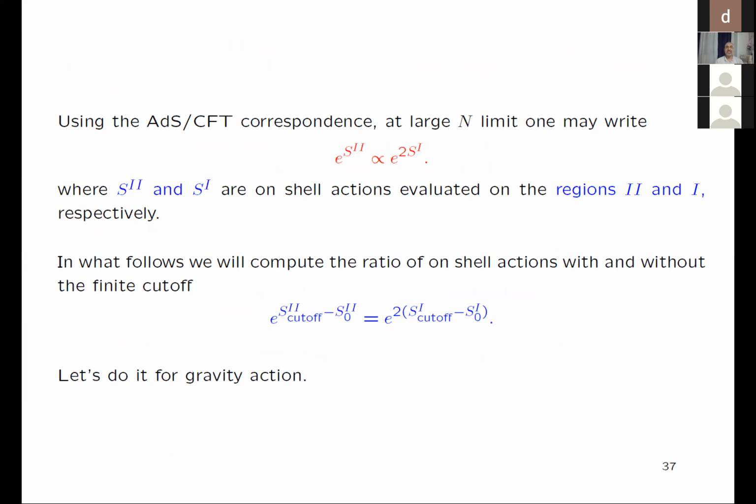And if you use the AdS/CFT correspondence, it means that in the bulk, you have to look at the on-shell action in two different parts, which should have such a relation. Of course, I want to have an equality, not proportionality. Therefore, I will compute this on-shell action in two different cases, one with cutoff and one without cutoff, and therefore we get an equality here. It means that the variation of the action with and without cutoff in region 2 is twice that in region 1, with the assumption that region 1 and region 3 are identical.